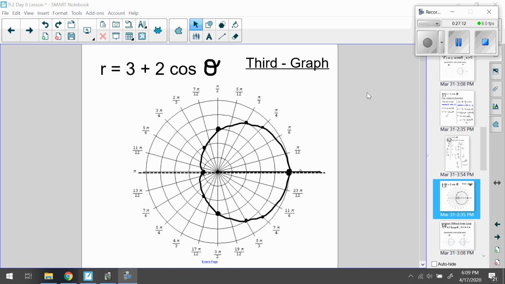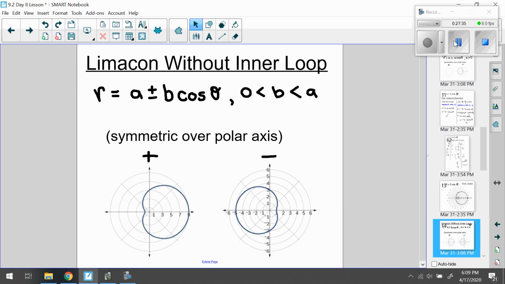All right, so here's the drawing that I came up with. You first might be thinking this looks quite a bit like a cardioid. It's close, but it's actually not called a cardioid. I think it looks a little bit more circular, but it's not a circle either. It's kind of somewhere in between a circle and a cardioid. We have a special name for this, and it's called a limacon, specifically a limacon without an inner loop.